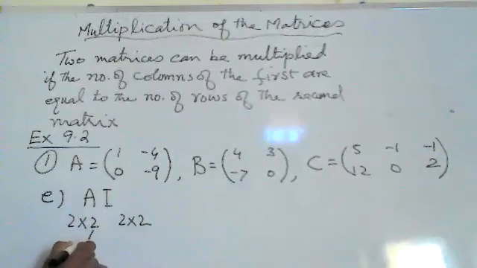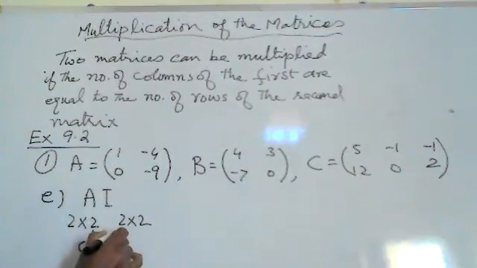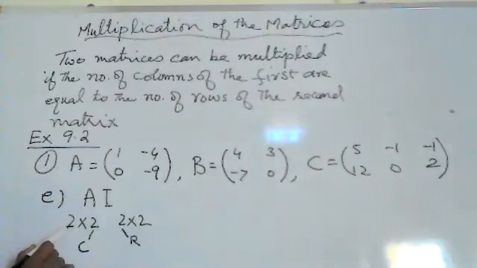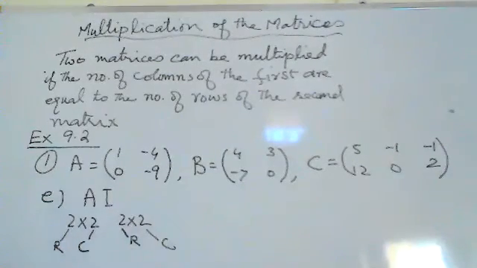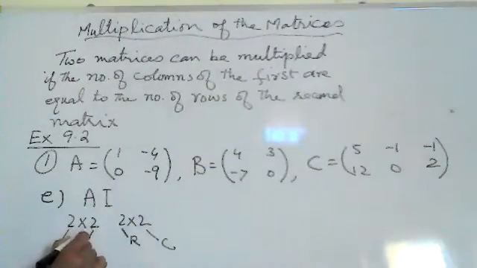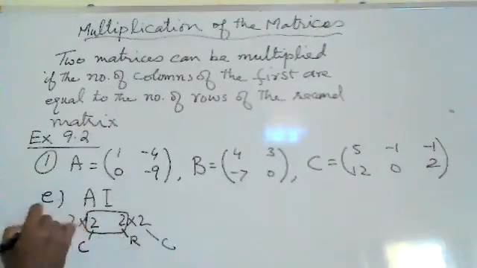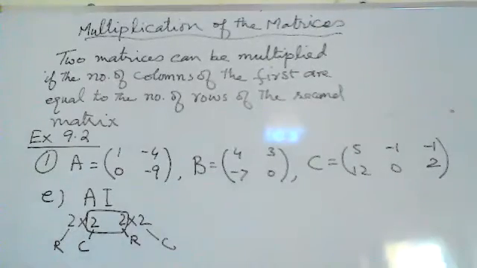This is the number of columns and this is the number of rows. The first number is showing the number of rows, the second number is showing the number of columns. Here also the first number is showing the number of rows. The number of columns of the first matrix should be equal to the number of rows of the second matrix. These two numbers must be equal, then we can multiply them. Otherwise, they cannot be multiplied.